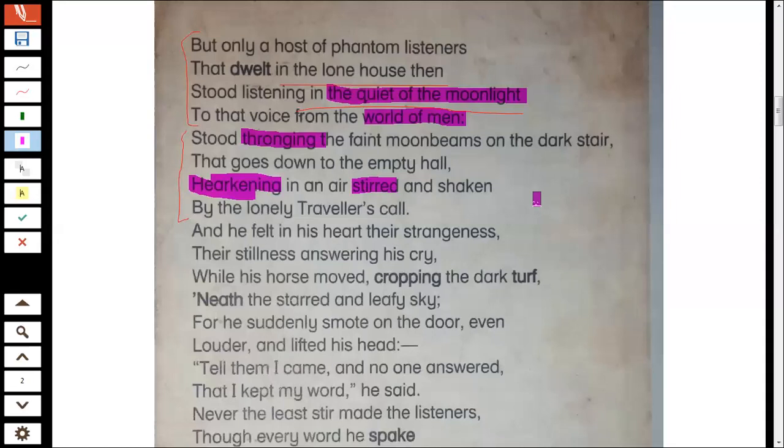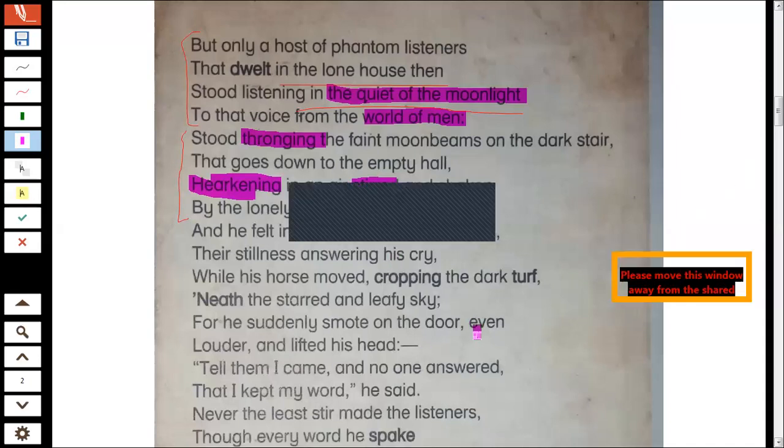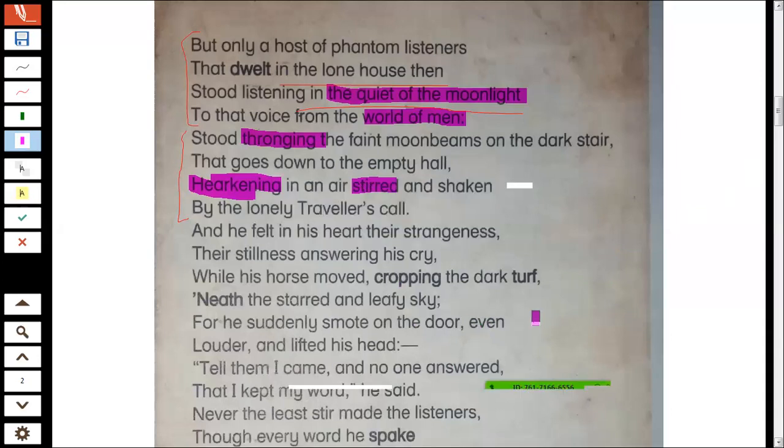So as we understand here, "thronging" is a word or a verb that means available or present, but in a large number. Okay? So what is available? The moonbeams, reflecting on what? The dark stair. Where is the dark stair going to and from? It's going down to the empty hall. So even the hall is empty, has nothing.